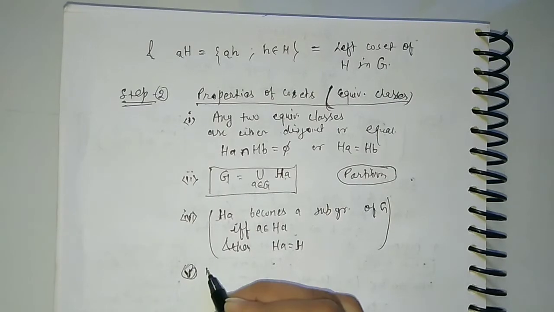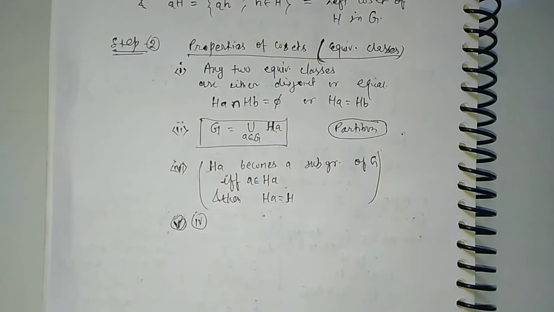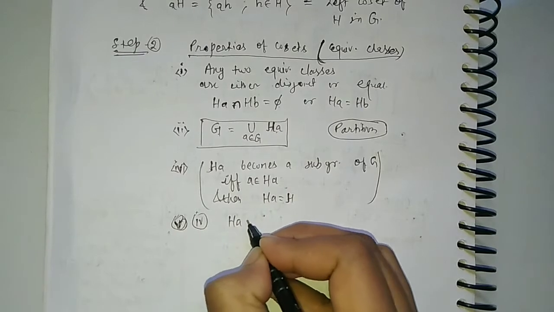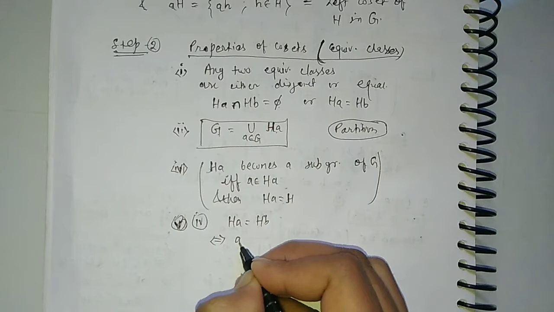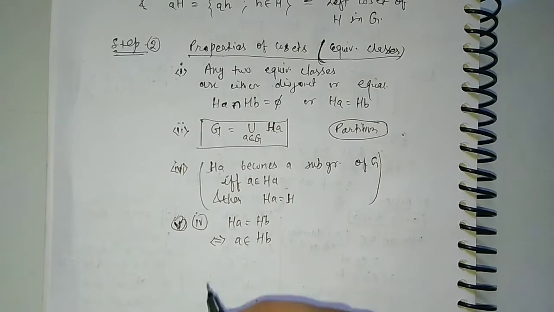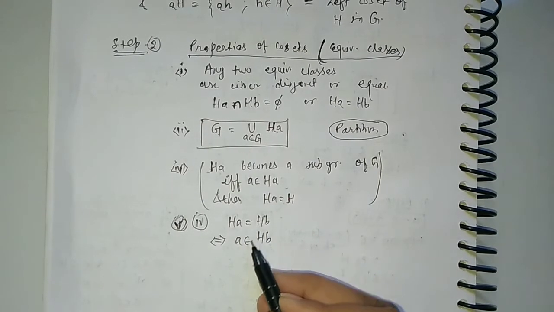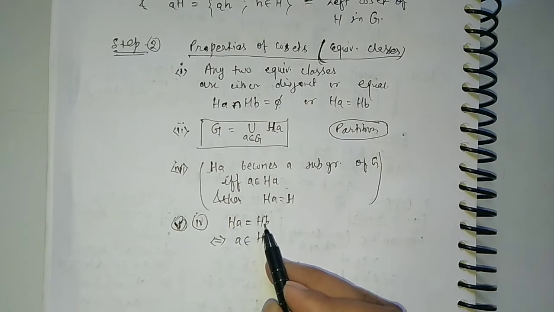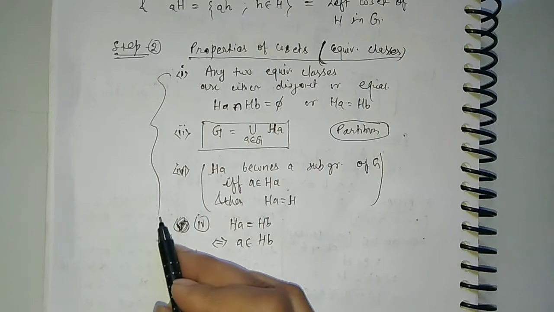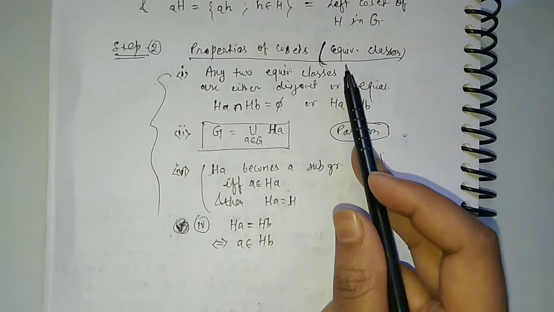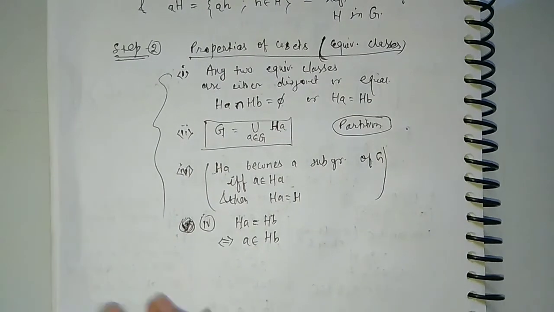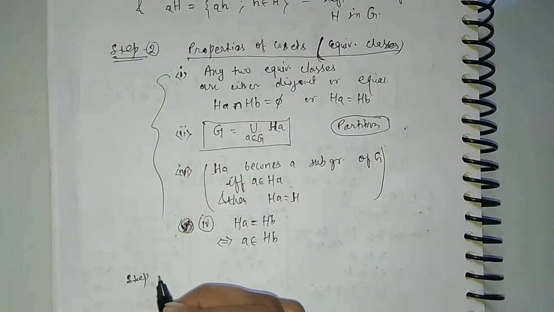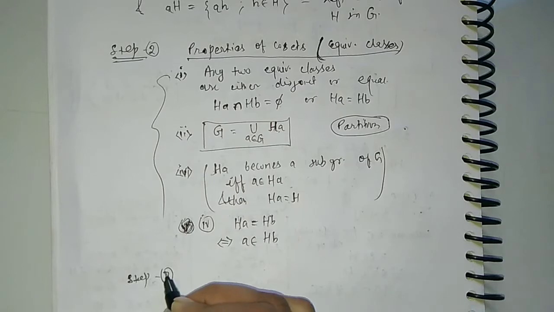And note number 4, HA is equal to HB if and only if A belongs to HB. So this is the necessary and sufficient condition for any two cosets to be equal. So these are some properties of cosets or equivalence classes. So now we are going to prove our theorem, that is step number 3.